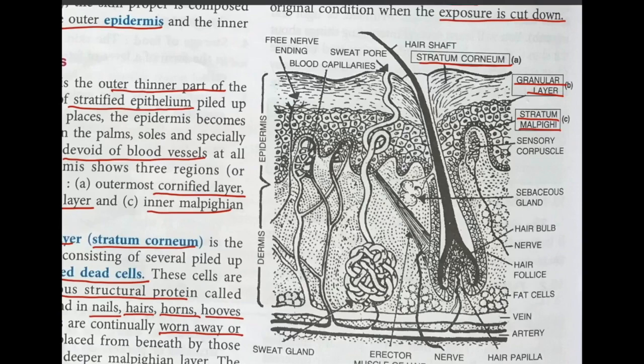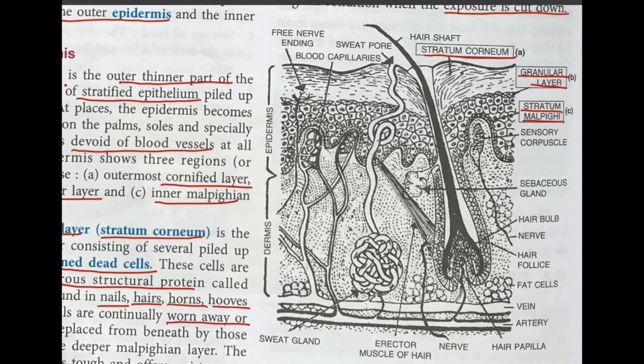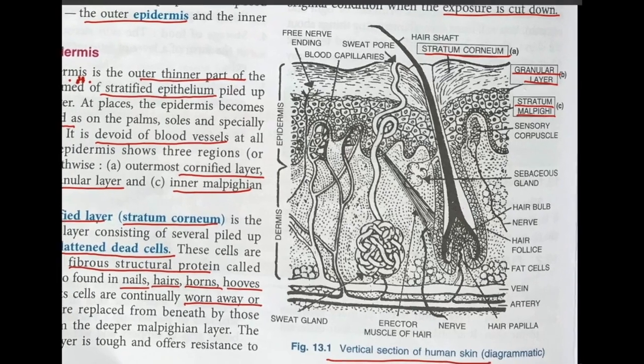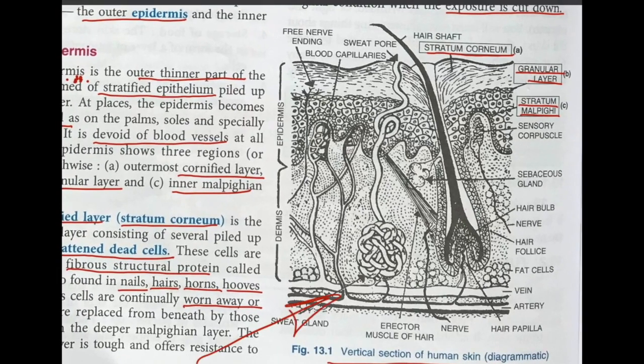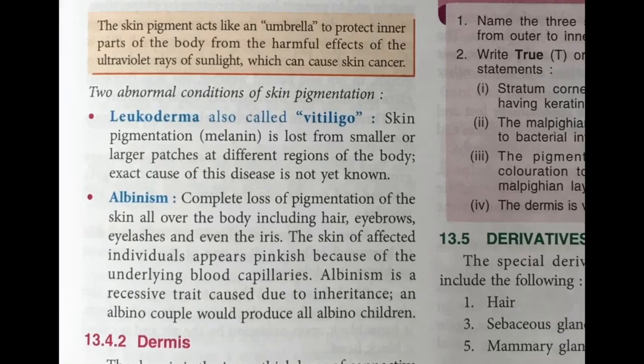Before I move on to the abnormal conditions of skin pigmentation, children, your assignment for this week is to draw this diagram, the vertical section of human skin, and submit it day after tomorrow along with the chemistry assignment. For your chemistry assignment, turn to the chapter Atomic Structure and Chemical Bonding and draw the orbit structure of sodium chloride, magnesium chloride and calcium oxide, and submit it together.